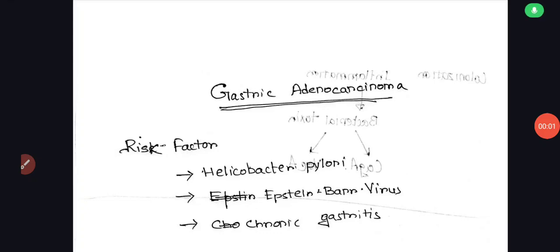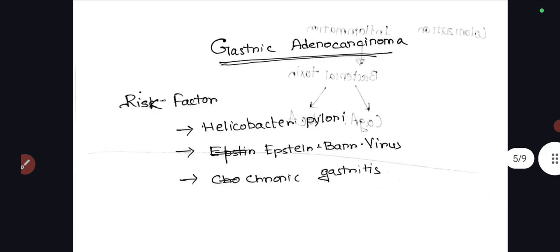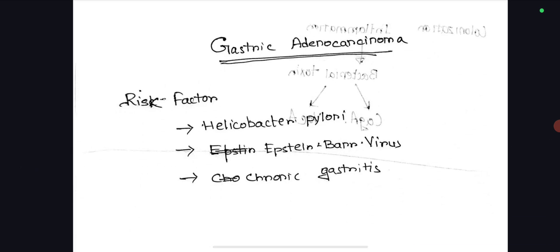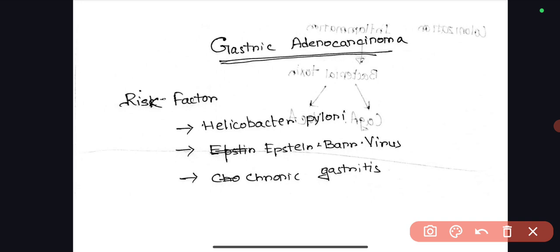Now let us have a discussion of gastric adenocarcinoma. As the name suggests, it is a carcinoma of the GI tract, and this carcinoma arises from epithelial tissue. As you know, the main risk factor for most gastric carcinoma is Helicobacter pylori.